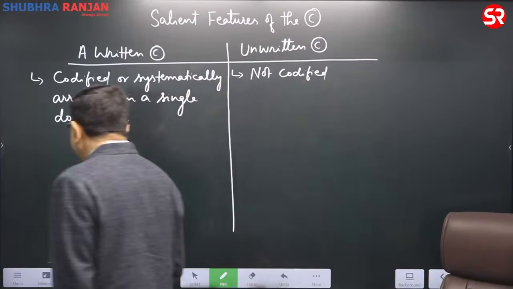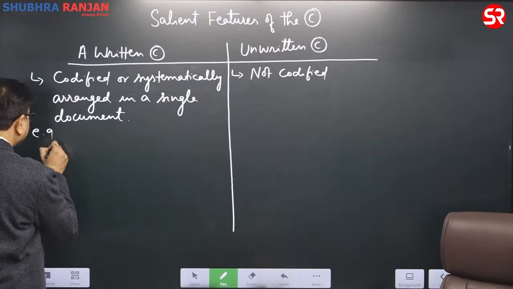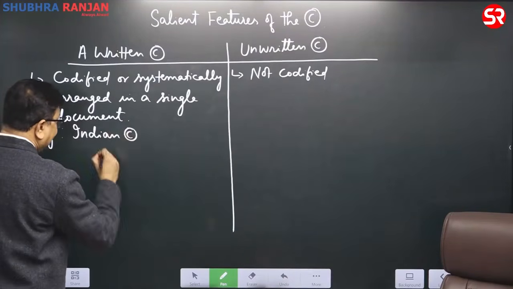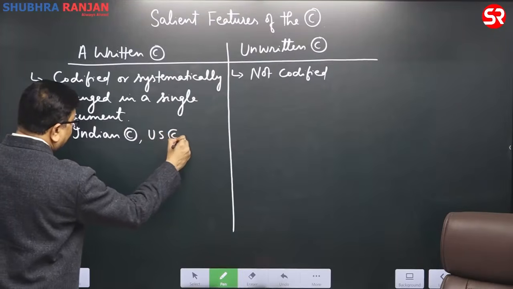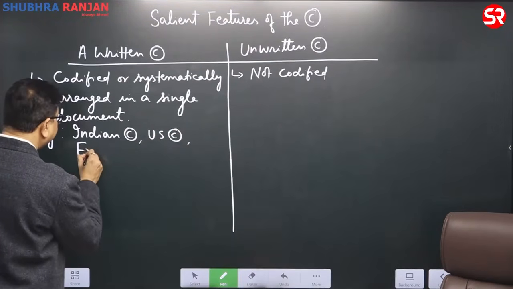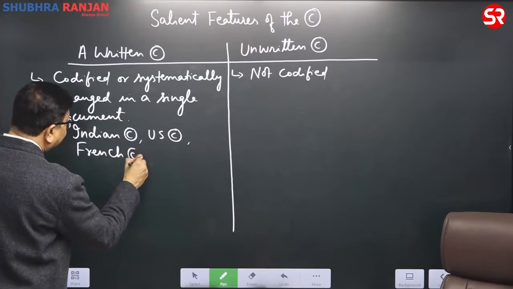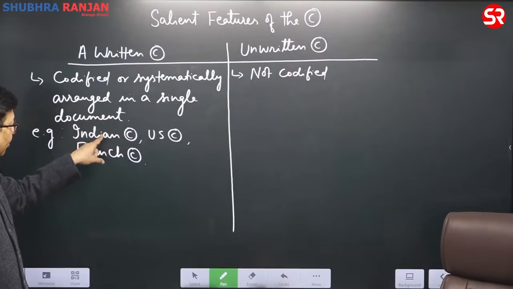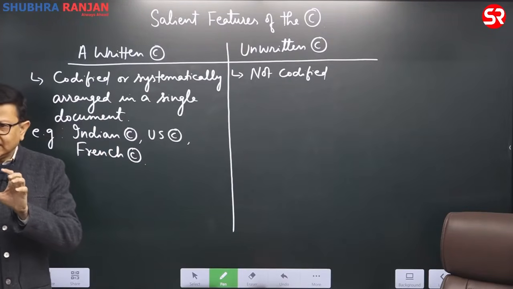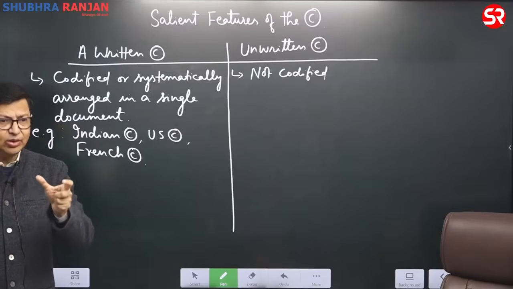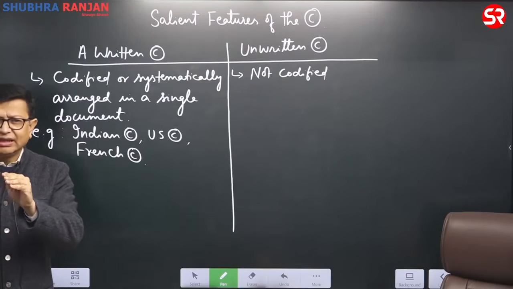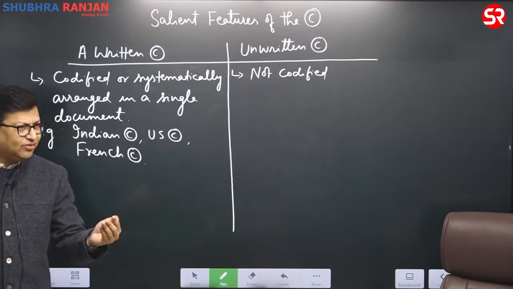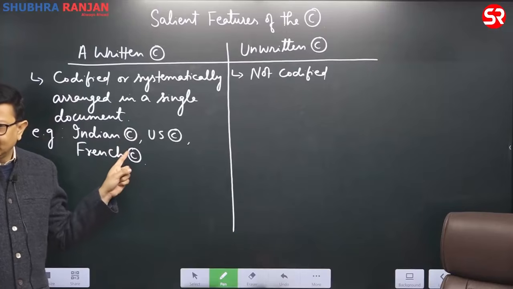So you see that when we talk about the example, Indian Constitution, US Constitution, French Constitution, you will find that all the aspects have been systematically written down. The provisions related to the creation of the states, citizenship, rights of the people, then organs of the government. So the provisions have been written down in one document.